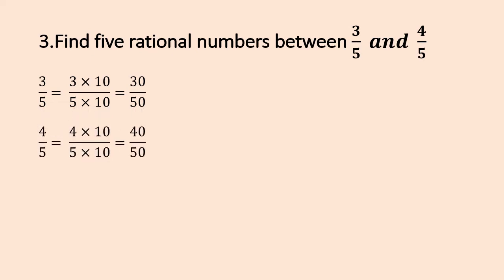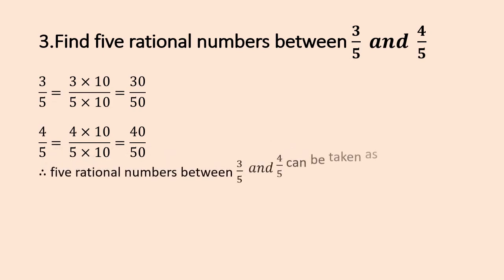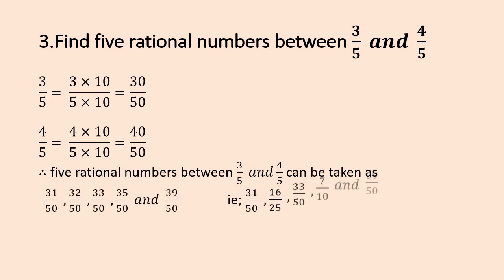The same way, 4 upon 5, that is in the form p by q. So 4 multiplied by 10 upon 5 multiplied by 10, you get 40 upon 50. Now you have to write 5 rational numbers between 30 upon 50 and 40 upon 50. So you take any 5 rational numbers between 30 upon 50 and 40 upon 50, that is 31 upon 50, 32 upon 50, 33 upon 50, 35 upon 50 and 39 upon 50.